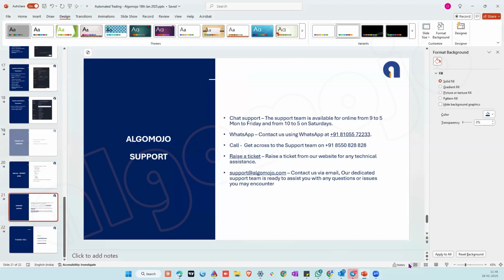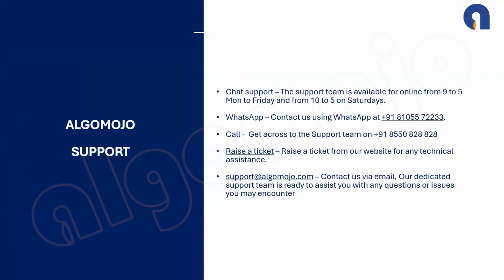These are our numbers. Our WhatsApp number is different. In telephonic call, you can use this number 8550-828-828.